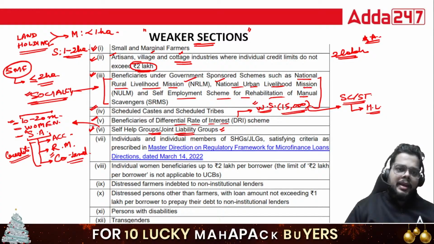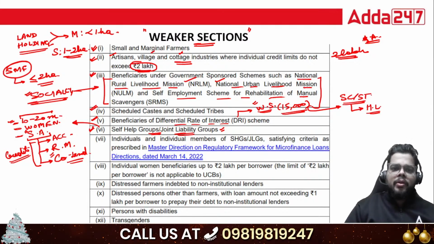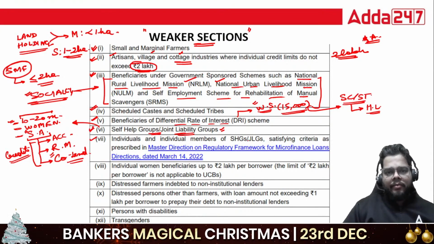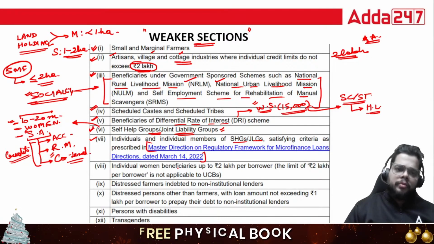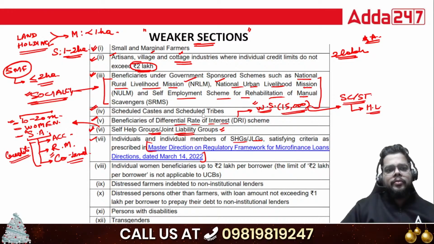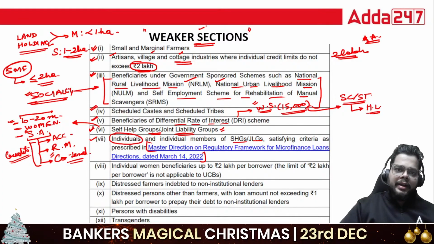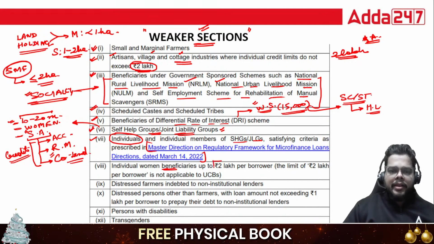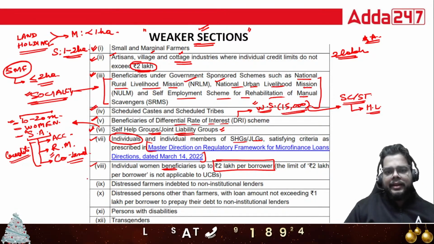In self-help group, the women need credit so as to sustain their livelihood. But in JLG, they want to expand their business. There is a thin line of difference. Next, we have the individuals and individual members of SHGs, JLGs, who are satisfying the criteria as prescribed in the master direction. So what you have to learn is that not only the entire joint liability group or the self-help group, but also the individual members of these groups are classified under the weaker sections category. Then we have the women beneficiaries who are having the loan amount up to 2 lakh per borrower. They are also included in this category of weaker section.